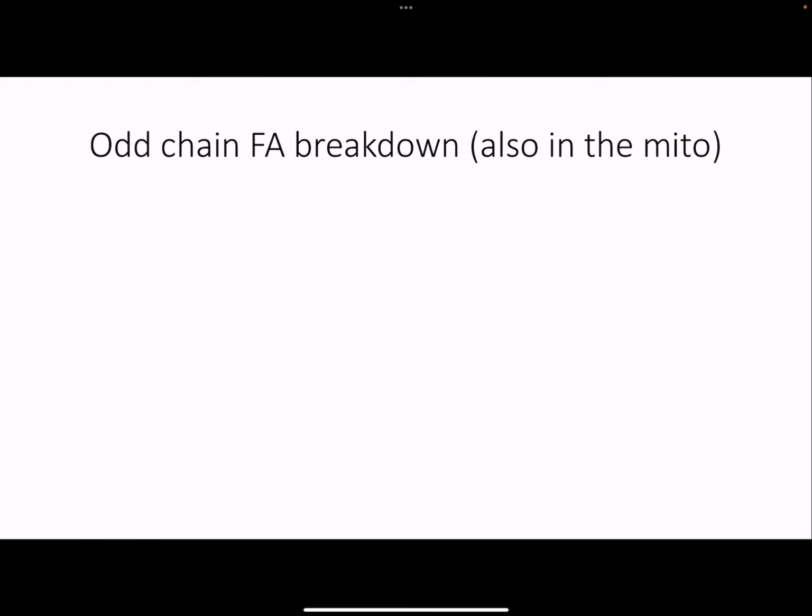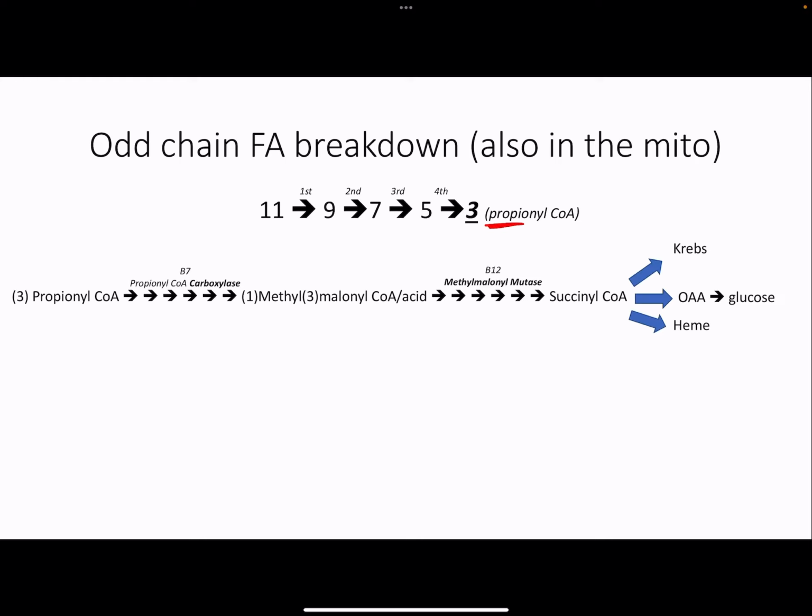So ideally, we would like to do an even breakdown, but what if we do an odd breakdown? So odd is also going to happen in the mitochondria. So 11 to 9 to 7 to 5 to 3. Oh no, we don't know what to do with 3, or maybe we do, but it's just more work. And remember, propane is 3, so propionyl-CoA makes sense. It's hard to deal with odd numbers for whatever reason, so we're going to do a carboxylase.